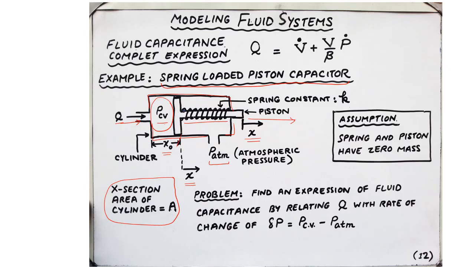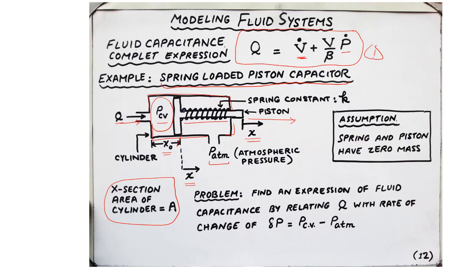Our main tool is the baseline fluid capacitance model expression, which says that the flow rate is equal to the rate of change of volume plus volume divided by bulk modulus times the rate of change of pressure. So this is the baseline expression we are going to use, and we're not going to drop this term as it is because the volume might be changing with time. So the general expression has been used, and remember to always start with this expression.